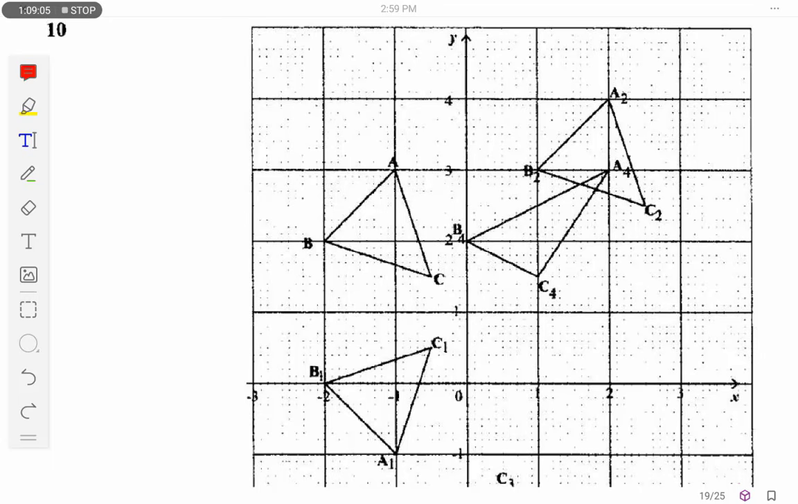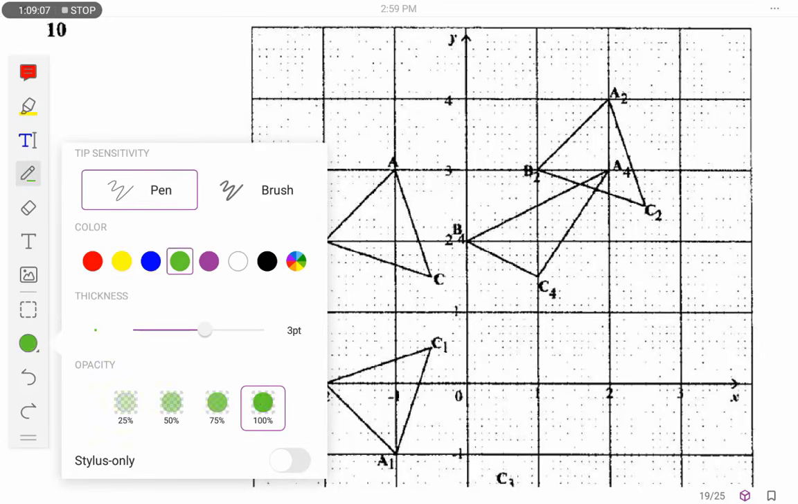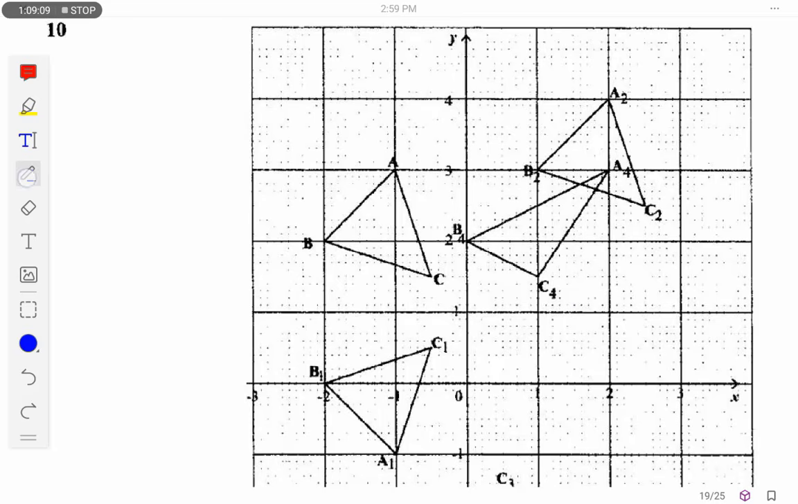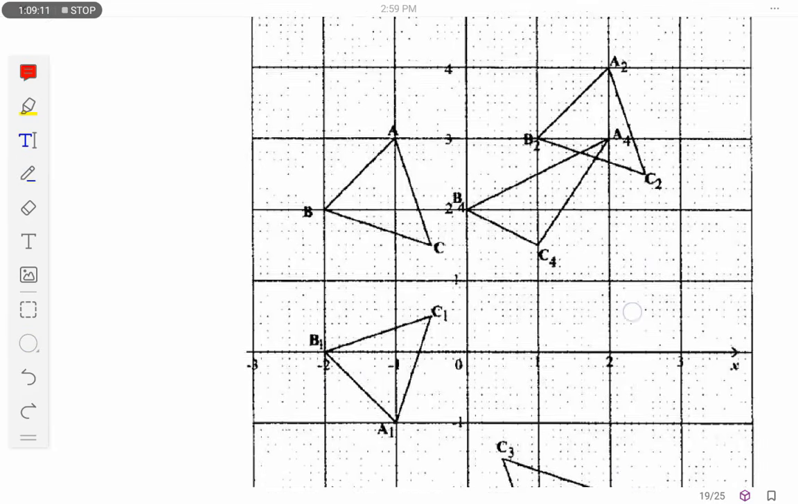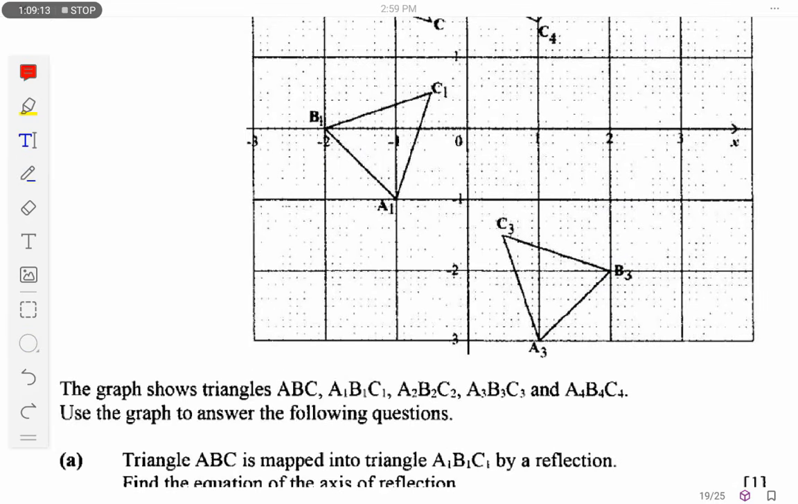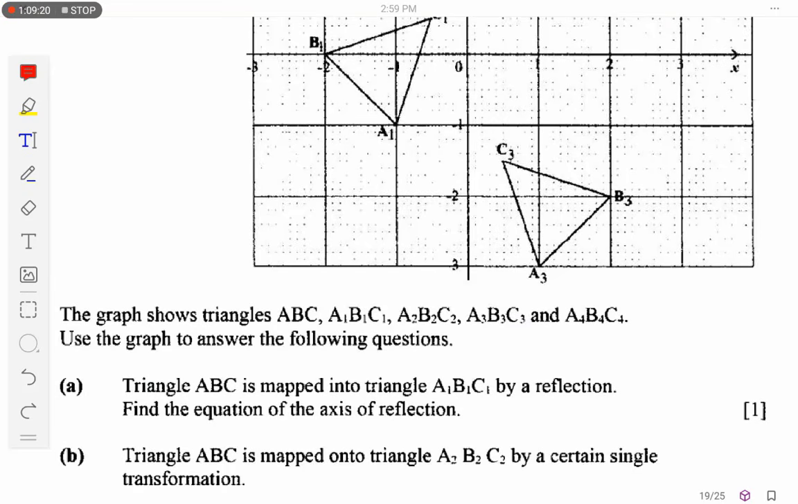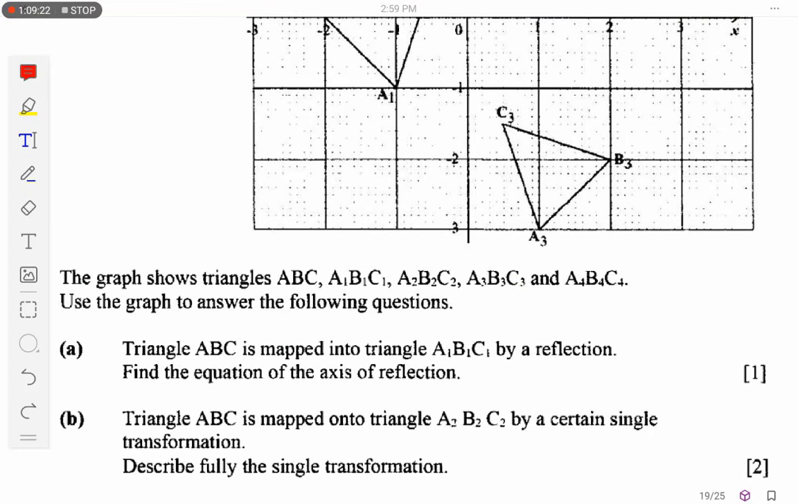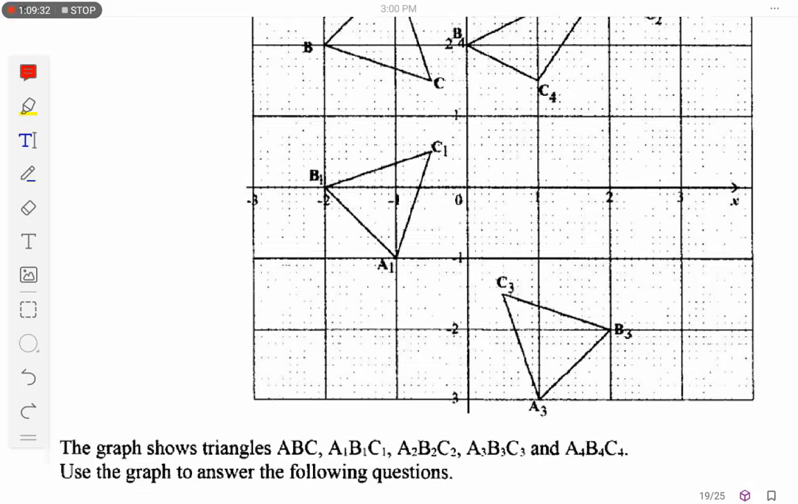Okay, this question, guys, it's very easy, and if you find they have drawn it for you like this, just quickly go for it. Let's see how they are asking us. The first question is saying, using the graph, triangle ABC is mapped into triangle A1, B1, C1 by reflection. Find the equation of the axis of reflection.